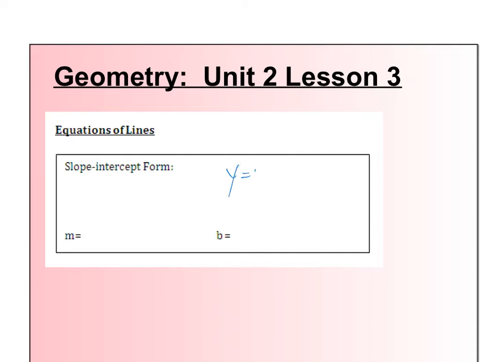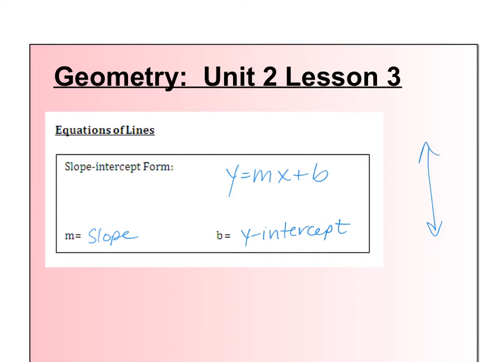Slope-intercept form is y equals mx plus b, and this is one way to write the equation for a line. The m represents the slope. I have no idea why they picked the letter M. And the b represents what's called the y-intercept. Now remember, the y-intercept is where a line crosses the y-axis.